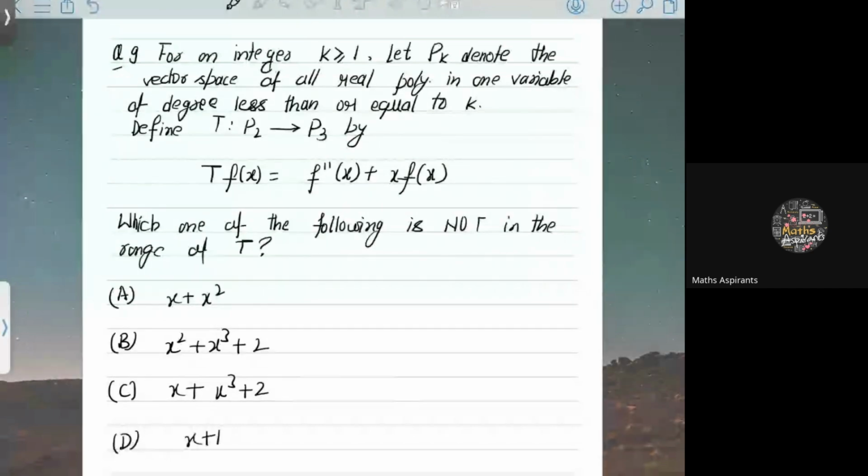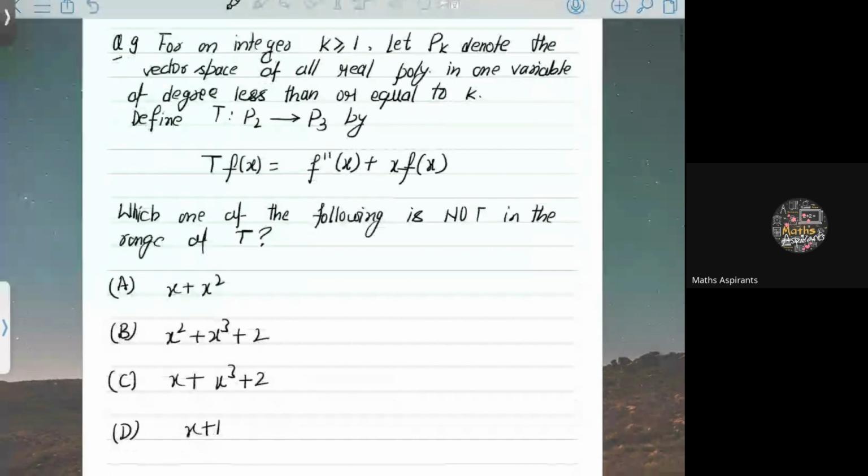The first option is x square plus x, the second is this, the third is this, and these are all the options. At the BSc level, it is not very necessary that we know the proof and all these things, but at the JAM level we should be able to eliminate the options. Fine. So here this is what we are going to do.